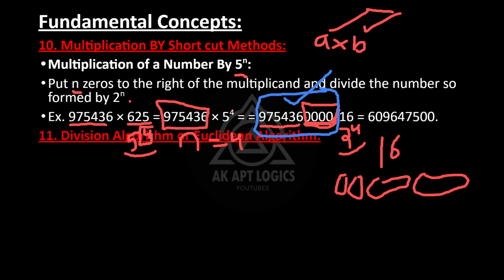Next, division algorithm or Euclidean algorithm. Division algorithm or Euclidean algorithm is nothing but, if you are going to divide 5 by 2, this 5 will be called the dividend.